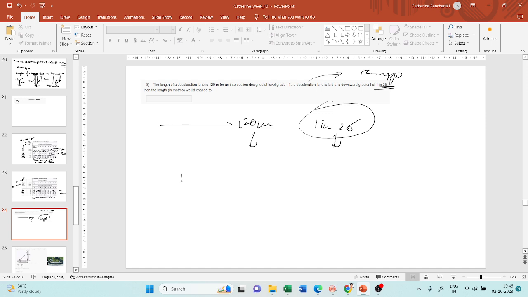They are asking you to multiply this distance by the formula 1 plus 60 times the gradient in percent. So what is 1 by 25 in percent? Just multiply it by 100, you will get 4%, right? So you have to multiply this formula.